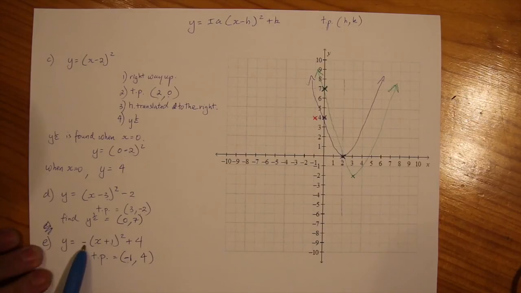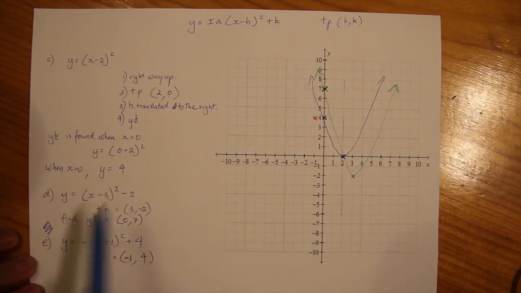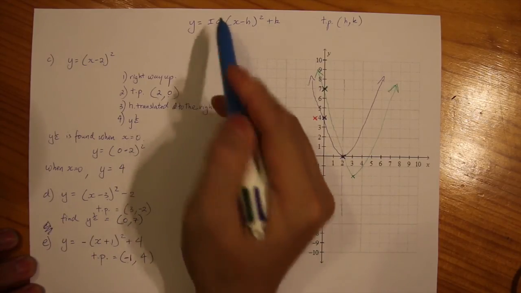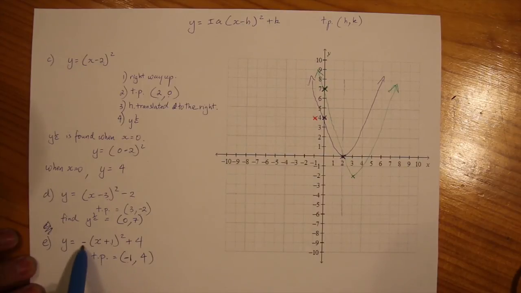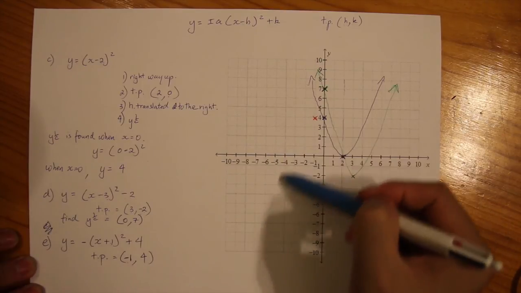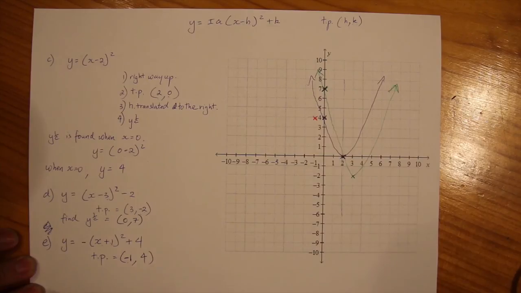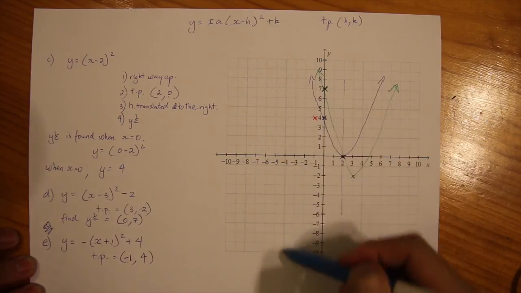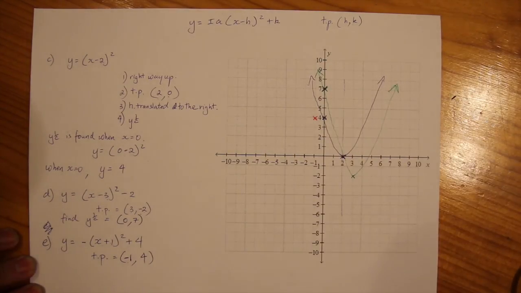What we also know is that that value in the front is negative. So we can already say that this parabola is going to be inverted, upside down.